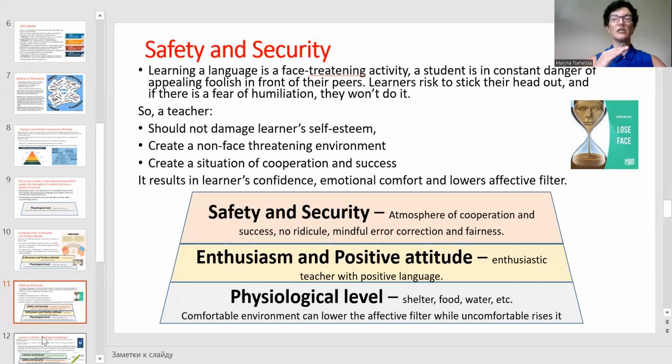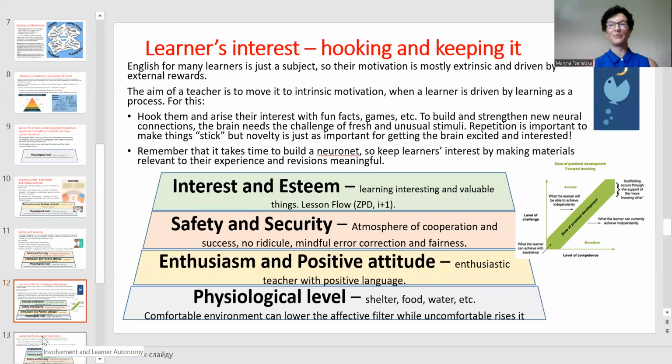But security and safety is not only in the physical environment. It is also in how you deal with your students. So, next step, we're ready to come to what we teach. Physiological level, positive attitude, safety and security in your attitude. And now we go to interest in material, to the structure of material.